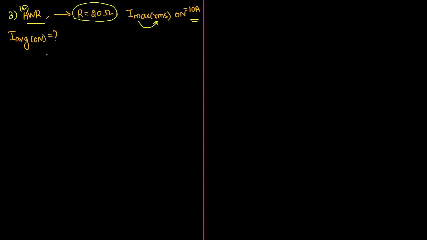Then what is the average on state current through the thyristor? That's all. What is the average on state current? Don't get confused between maximum and RMS. Let me tell you the logic. Basically, the moment you turn on the thyristor, the current flow through the thyristor slowly increases, then it crosses the latching current, then it tries to reach its steady state value.